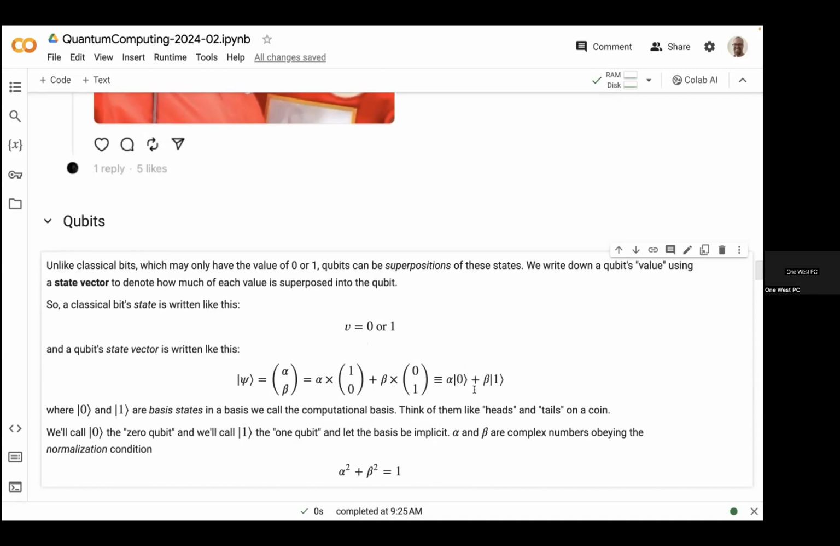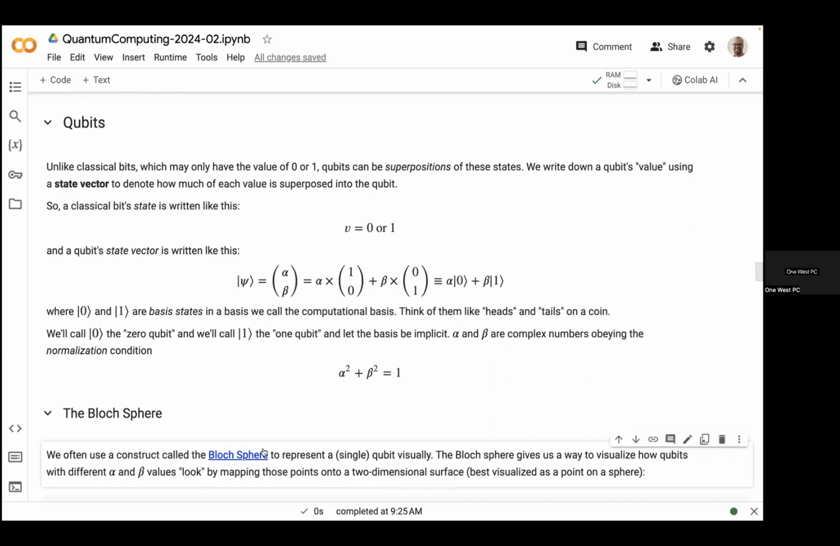We like to write this little funny 0 and this 1 inside these angle brackets. We like to use this kind of notation. 0 and 1 are called basis states, and it happens to be in a basis that we call the computational basis. You can think of them like heads and tails on a coin. We'll call 0 the 0 state, the 0 qubit, and 1 the 1 qubit, and let the basis be implicit. We're going to note that alpha and beta are complex numbers, which obey a normalization condition such that alpha squared plus beta squared is 1. So that's just a fact about these.